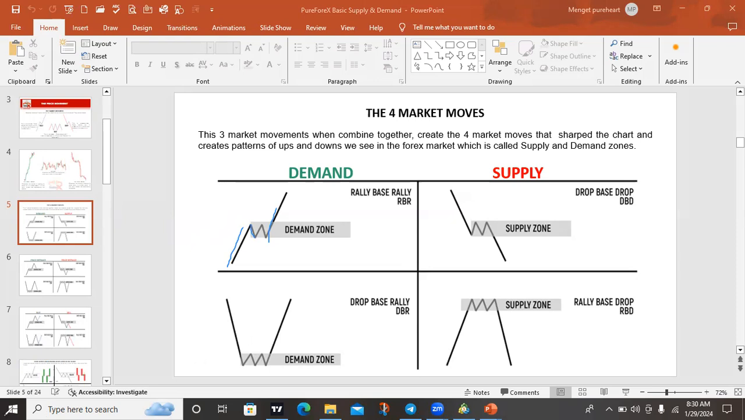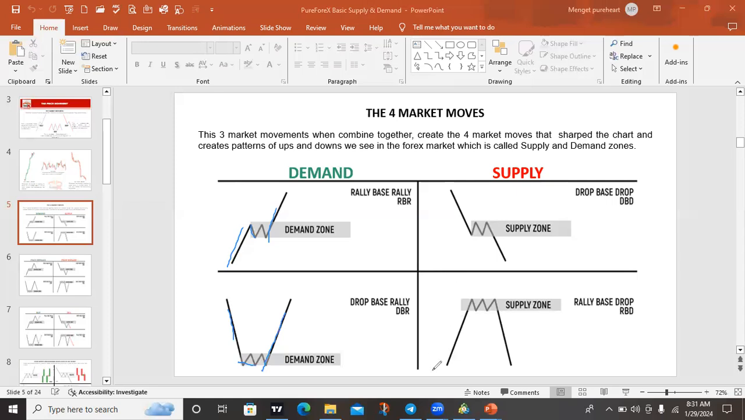So we have rally base rally, and we also have drop base rally. These are the two types of demand. This drop base rally is a combination of bearish movement: a short bearish movement, followed by consolidation, followed by a bullish movement. This short bearish movement is called drop, this one is called base, and this one is called rally, which is why we have drop base rally as a type of demand zone. When we talk about supply zones, we also have a short bearish movement followed by a consolidation, followed by another short bearish movement, which we call drop base drop.